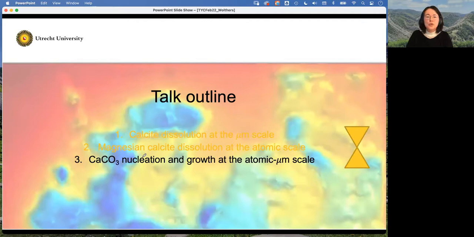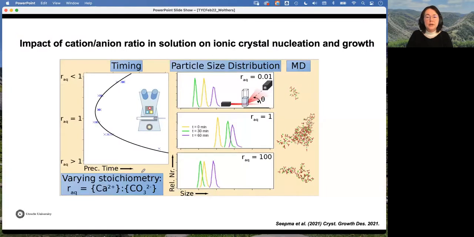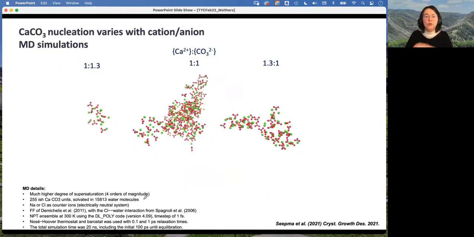And then to move on to the last part of the topic, which is calcite or calcium carbonate nucleation and growth from the atomic to the micrometer scale. This is work from the Crystal Clear project, where we are looking at the impact of the cation-anion ratio in the solution on the nucleation and growth of ionic crystals. And again, we're now focusing on calcium carbonate. We're also looking at barium sulfate and iron sulfides. And we looked at this at different scales. I'm going to start with the results of the molecular dynamics simulations.